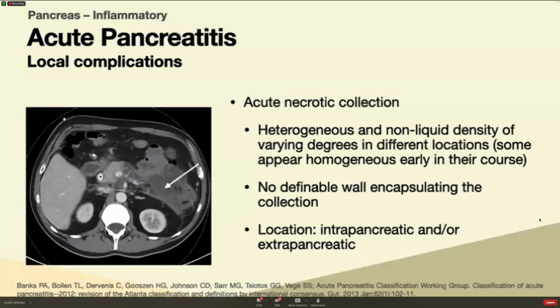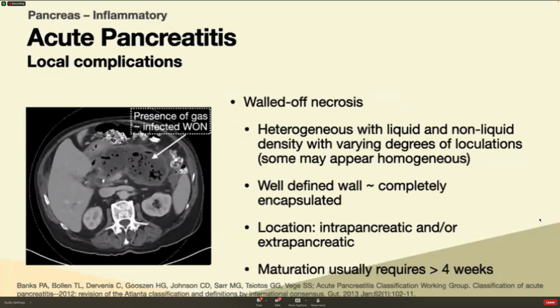Here we have the acute necrotic collection. It's more heterogeneous, and there's also no definable wall. After 4 weeks, the wall becomes more defined, and this turns into a walled-off necrosis. In the CT scan image, you can see the presence of gas within the collection. This signifies that this is an infected walled-off necrosis.